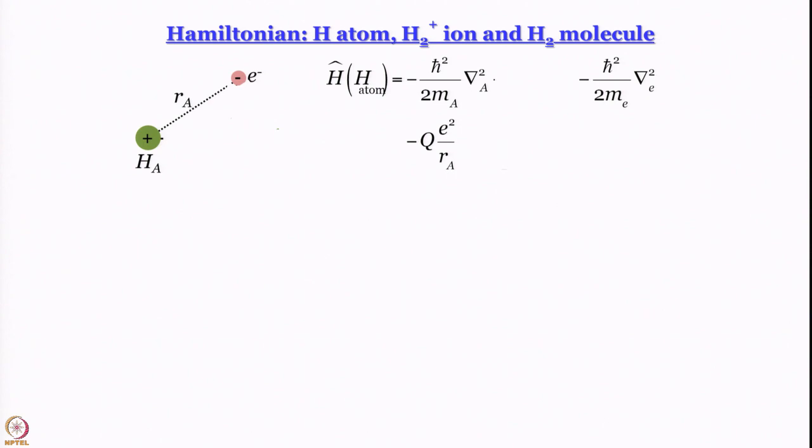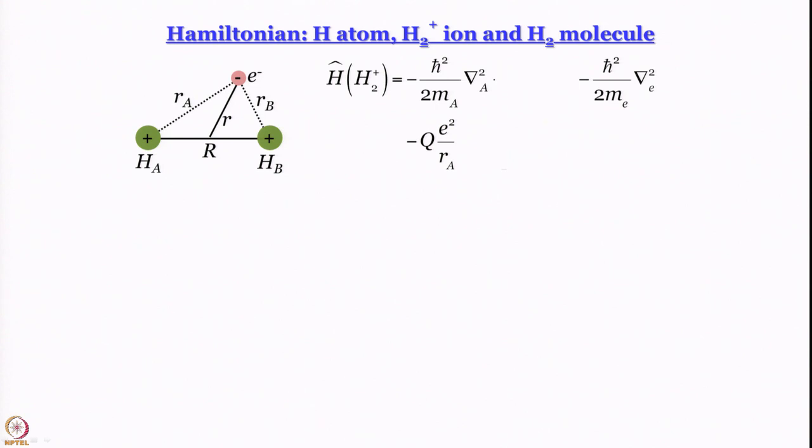Now, what we will do is go in steps, we will add one more nucleus, one more proton actually, and we will discuss the case of the H2 plus ion. When we do that, all these three terms will remain of course, some more terms will come in. Which more terms will come? First of all, we will have a kinetic energy term for this nucleus B. We will have electrostatic attraction between this electron and the nucleus B. So, we have to write something like minus q square by r_B for the potential energy term, and for the additional kinetic energy term of the nucleus, something like minus h cross square by 2 m_B del_B square. Of course, do not forget m_A and m_B are one and the same, they are just protons.